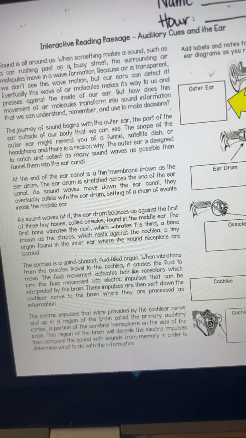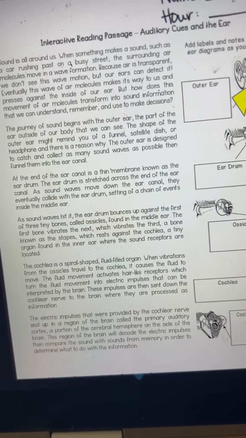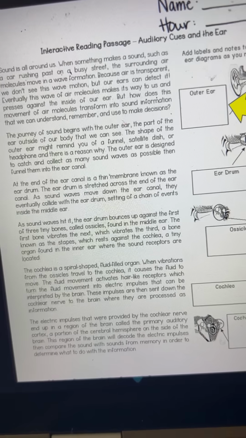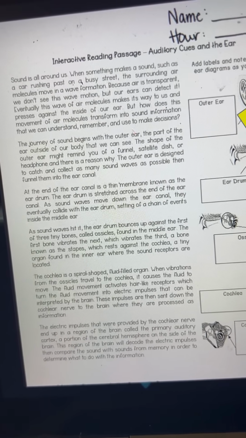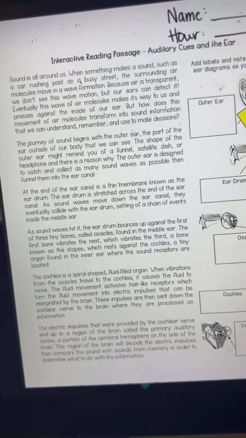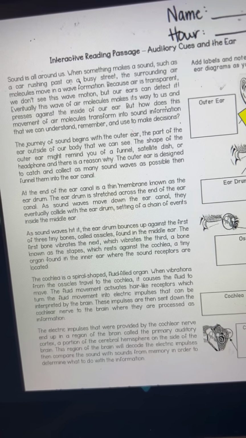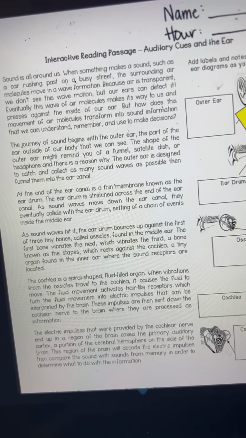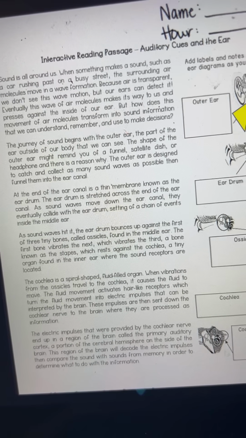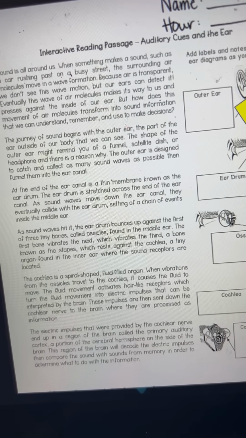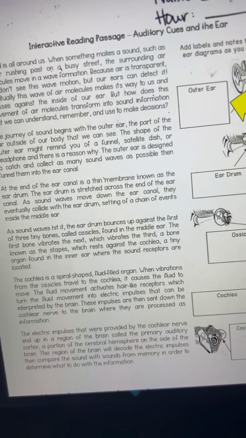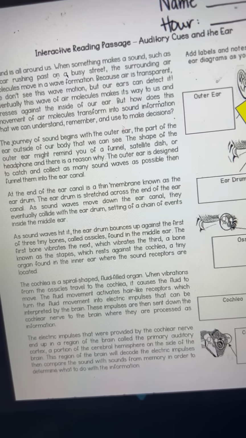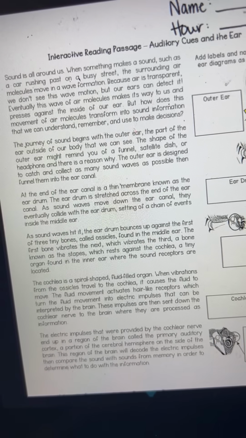The outer ear is designed to catch and collect as many sound waves as possible, then funnel them into the ear canal. At the end of the ear canal is a thin membrane known as the eardrum. The eardrum is stretched across the end of the ear canal. As sound waves move down the ear canal, they eventually collide with the eardrum, setting off a chain of events inside the middle ear.